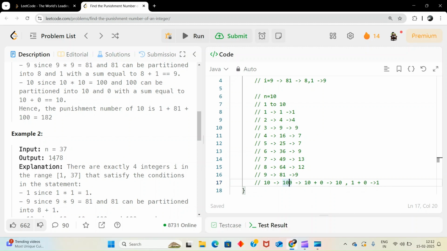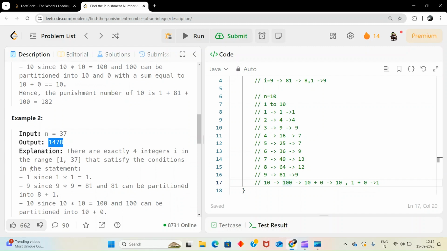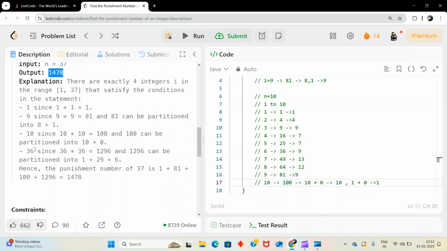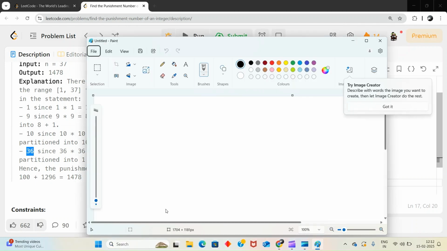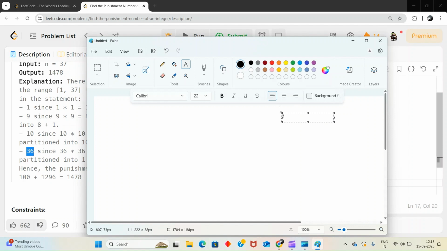N is 37, and the answer is 1436, and in that we know 1, 9 and 10 are there. For 36, we will check. I will use paint to show you how we can solve this question. What is our n? N is from 1 to 37, but my current I is 36. What is its square? The square is 1296.